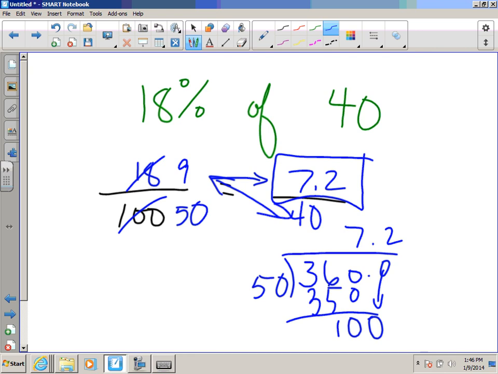So yes, you can have decimals, because it technically isn't a fraction. It's not like you're having a decimal and a fraction. You found out that 18% of 40 works out to be 7.2. Okay? But everything has a place.